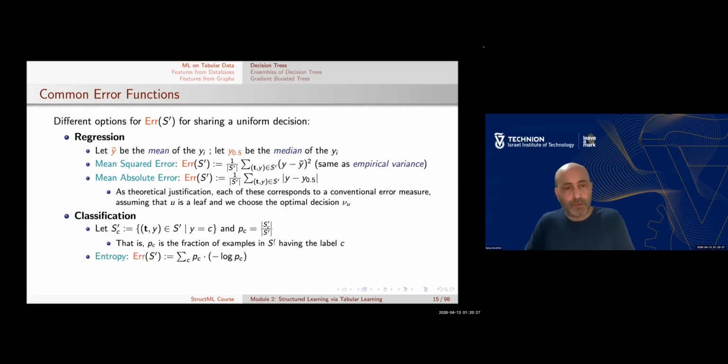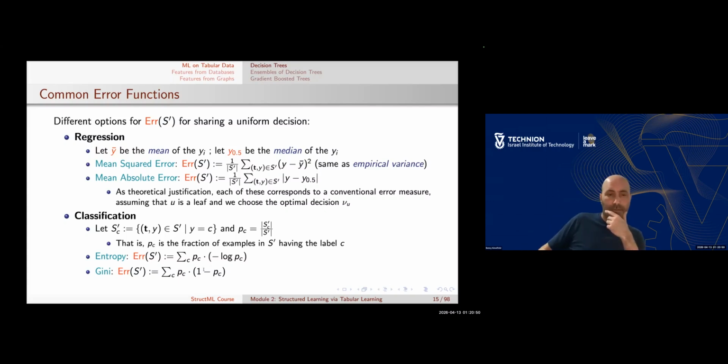So you can look at the information, the entropy of S prime. You sum up over the PC, treating them as probabilities, and multiplying them by the inverse of the log of the probability. Or Gini, which has a similar intuition, but you multiply PC by the complement of the PC. These are functions that get their maximal value when your distribution is uniform. But then making a uniform decision is bad, right? It has a high cost. That's the intuition.